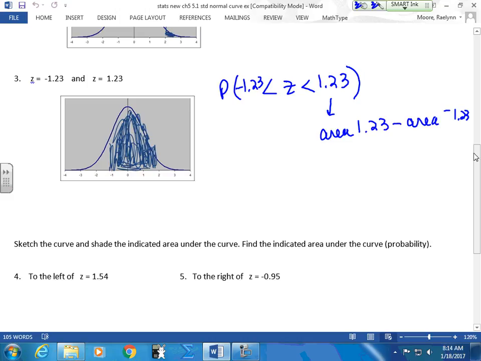So we look up a z-score of 1.23, and we get 0.8907. We look up a z-score of negative 1.23, we get 0.1093, and we subtract these guys. And let's see if this makes sense. On all the things we know. We know that the plus or minus 1 is 68%, right? We know that the plus or minus 2 is 95%. So we're somewhere between 68 and 95. Is 78 somewhere between 68 and 95? Puts us in the ballpark, right?